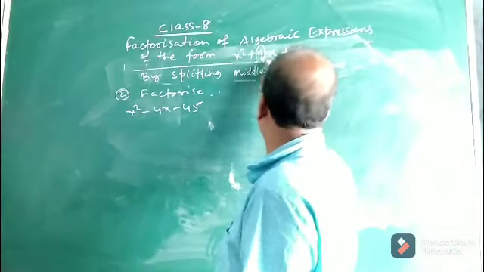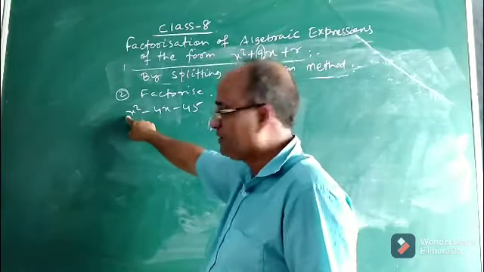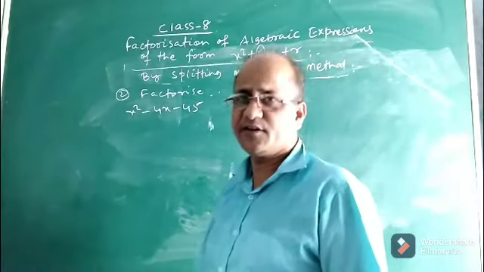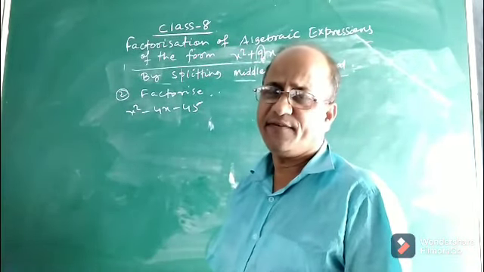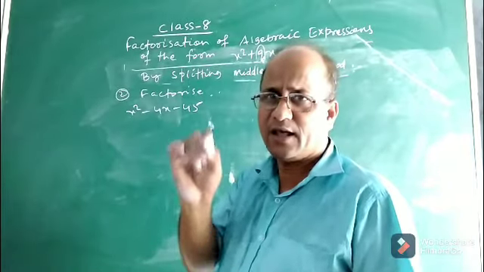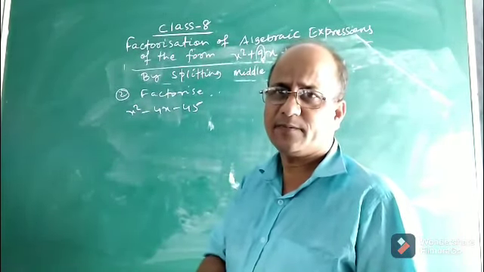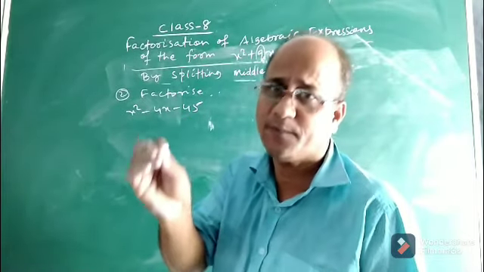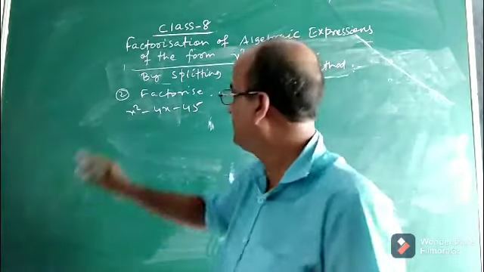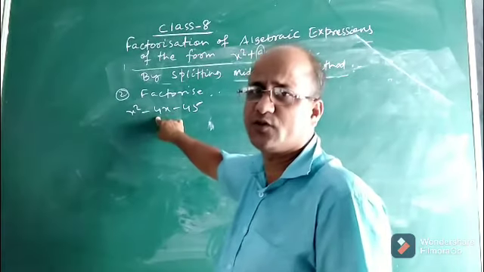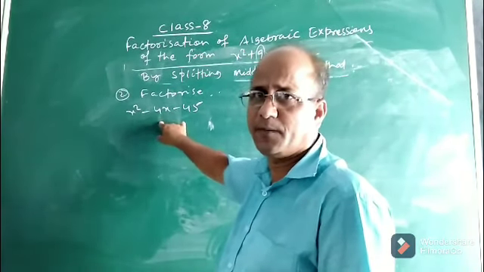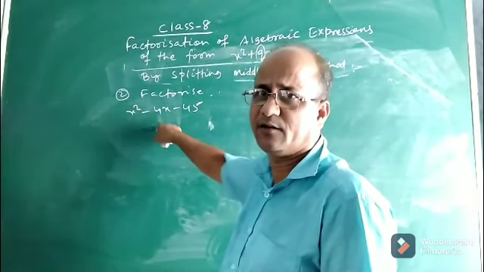Because you see, the value of q is 4, and what is the highest power of x? It is 2. As I said, if the highest power of the variable in an algebraic expression is 2, then to factorize that algebraic expression, we need to factorize it by splitting the middle term. That means here we have to break the middle term, which is 4. We have to split or break this middle term 4.